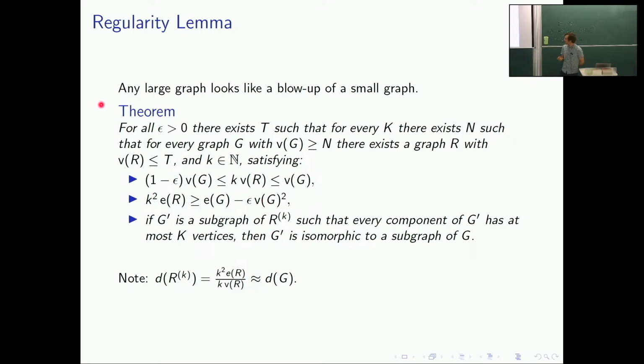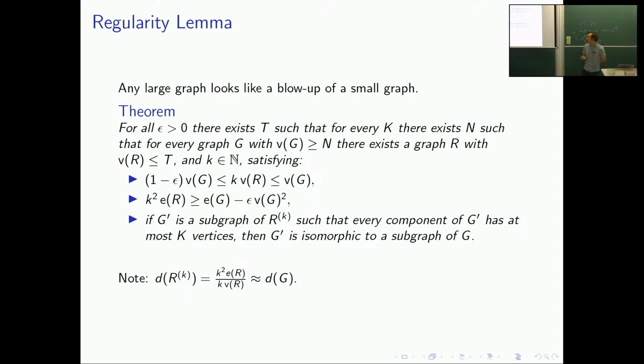And when I say that G looks like the kth blow-up of the graph R, what I mean is that if we have some graph which is a subgraph of this kth blow-up of R, and every component of this graph is small, then it's also a subgraph of G.